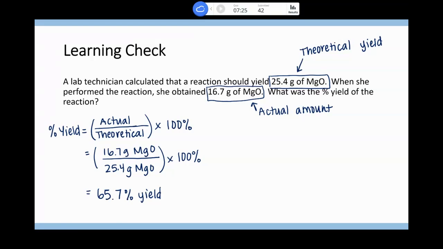Now, when you're doing these calculations, it's important that the actual yield and the theoretical yield are in the same units. So if one is in moles and one is in grams, you can't do this percent yield calculation directly. You have to convert the moles to grams or the grams to moles. As long as they're in the same unit, and for the same desired product, you can calculate the percent yield.